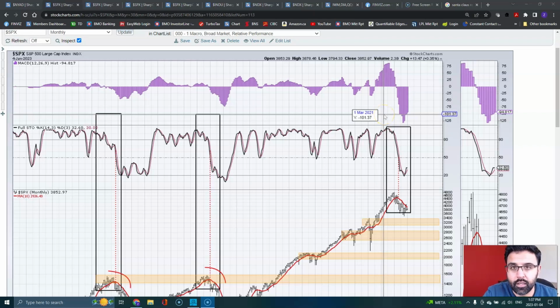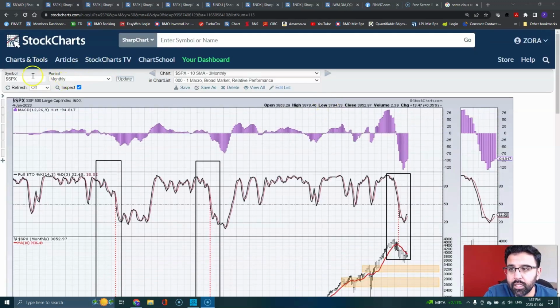In the next few minutes we're going to go over a set of charts which we're going to monitor separately on a different playlist. Hopefully a couple times a week we'll share with you different charts that we're looking at right now. So let's just dive right in. First chart we're looking at is a monthly S&P 500.